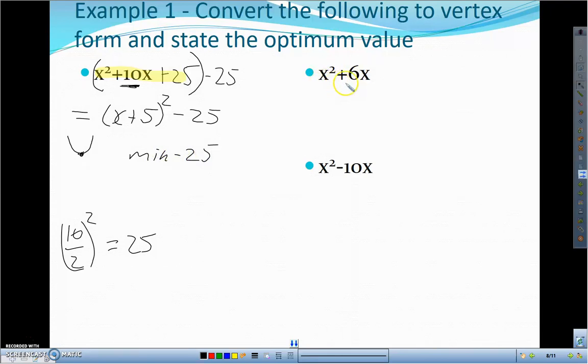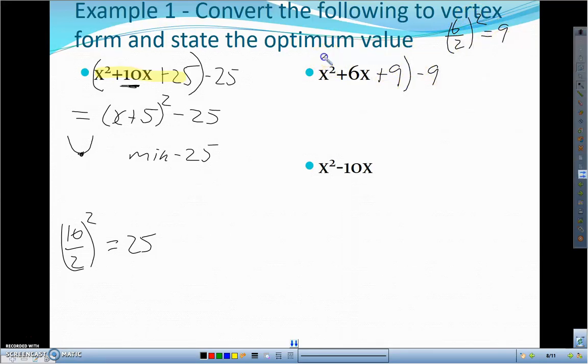This over here, I encourage you to pause the video and see if you can do these two questions now, following the same idea. That should give you a chance to try and practice. Half of 6 is 3. 3 times 3 is 9, so we're going to add 9, subtract 9. And if you wanted to see that, 6 over 2 squared is equal to 9, plus 9 minus 9.